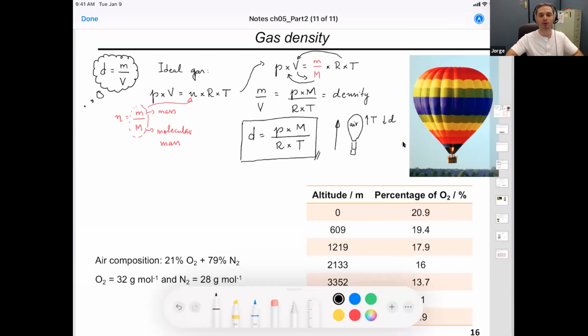Increasing the temperature decreases the density, and that moves the balloon up. If you want to go down, you just stop blowing fire. The temperature of the gas will cool down, the density will increase, and then the balloon will start moving down. And that's how a balloon can move up and down in the air.